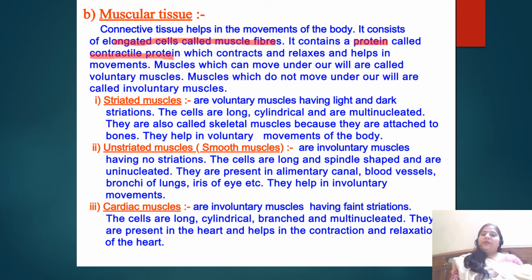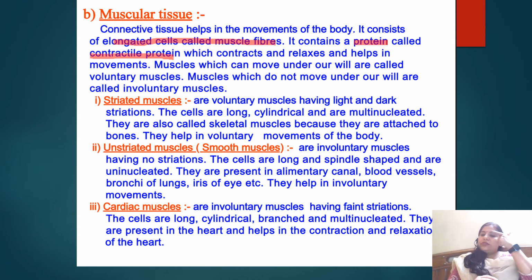Voluntary muscles are under our control. If I want to write anything with my hand, it is my wish, right? So the muscles present in our hand are voluntary muscles. The muscles present in our legs are voluntary muscles, because they are under our control. But there are certain muscles which are not under our control. See, for example, blinking of the eyes. Can I control it? If somebody asks me to hold these eyes open for 5 minutes, I will not be able to.